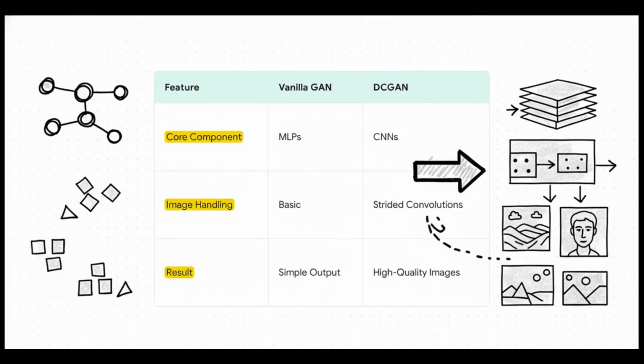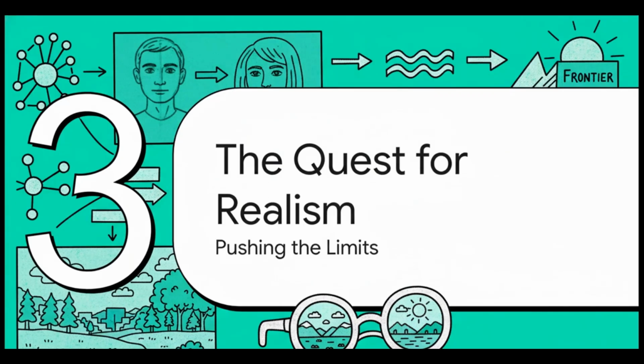The next huge leap forward came with a smarter architecture, the Deep Convolutional GAN, or DCGAN. The key insight was to swap out those simple generic neural networks for something way more specialized for images, convolutional neural networks, or CNNs. You can think of CNNs as having a kind of built-in vision. They're designed to understand things like edges, textures, and shapes. And making that one architectural change, well, it made a world of difference, leading to much higher quality and more stable images.